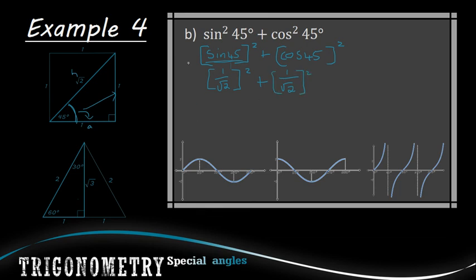And then to simplify that further, if we square 1, that just stays 1, and if we square the square root of 2, that's just 2. So plus, same here, square of 1 is 1, and square of square root of 2 is 2. So half plus half is 1.